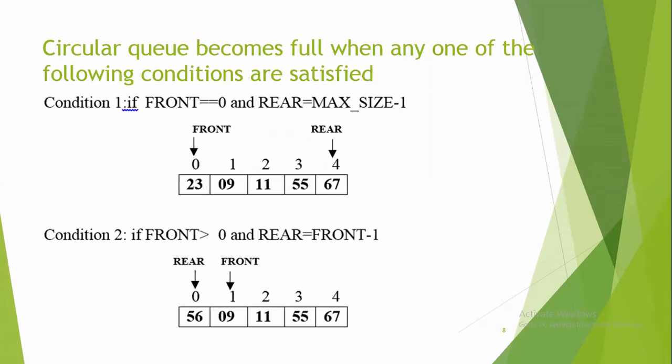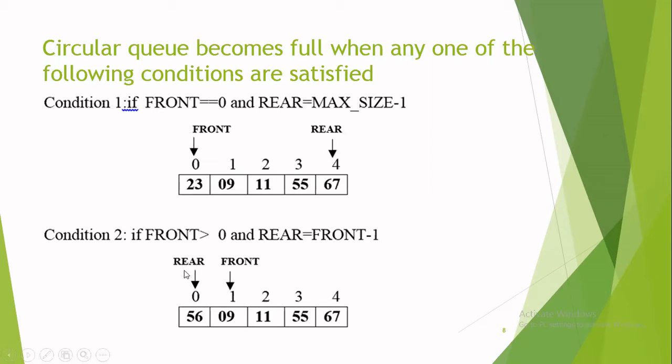Let us now discuss when the circular queue is going to be full. Circular queue becomes full when any one of the following conditions is satisfied. These two conditions are diagrammatically explained here. When the front pointer points to 0 and the rear pointer points to maximum size - 1, that is the last index value in the circular queue, then you can clearly say that the queue is full. That is the first condition. When both these pointers match these conditions, then you will say that the queue is full.